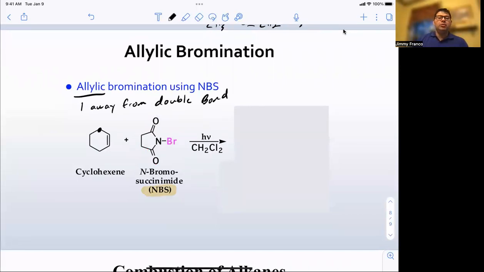All right. So when you brominate something allylically, it means you did it one away from the double bond. So this is going to have our double bond here, and we're going to put the bromine one away from it. All right. So we're going to deliver this bromine, put it right here. All right, so pause the video, give it a try, and we'll do it together.